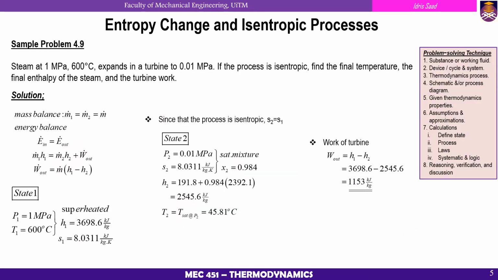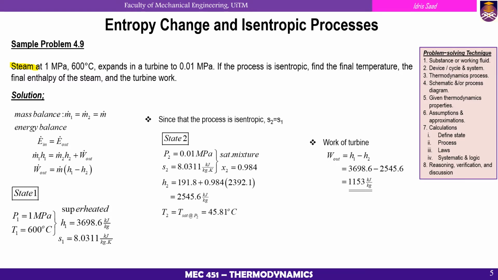Alright, so this is sample problem 4.9. This sample problem demonstrates how we are going to use the knowledge of the entropy change and isentropic process in order to solve a thermodynamic problem. Now let us read the question. The question says that steam, and please remember that when we talk about steam, the substance is water.